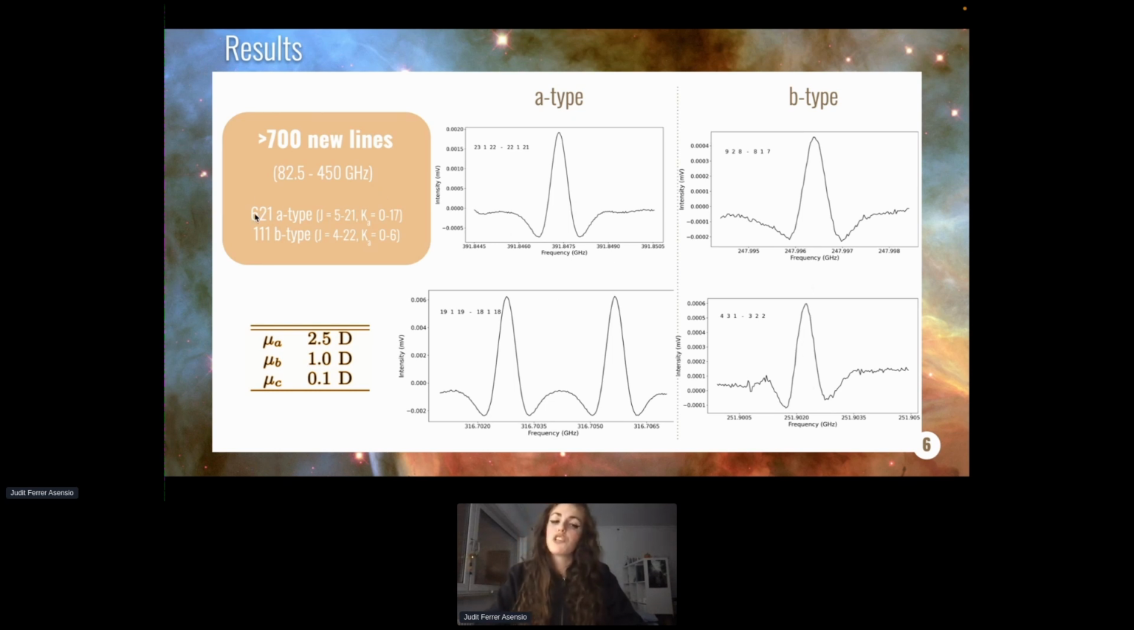As you can see, we measured way more A-type transitions than B-type transitions, just because for our molecule, they are more intense due to this dipole moment for the component A, which is bigger than the others. So now that we had all of these measurements, we needed to fit them to obtain accurate rotational constants.